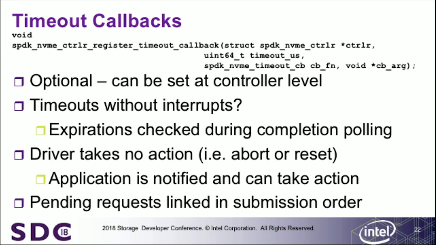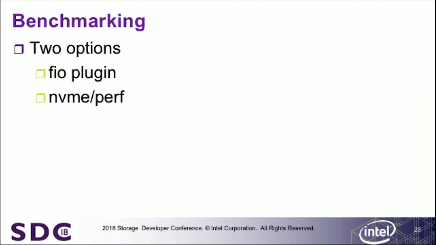And then as a request, since we don't specify per request timeouts, it's a fixed time per IO submitted on that queue. We just link them all in submission order, so it's really cheap to check. We just check the next one in the list, and if it's expired, then we'll notify and we'll check the next one. Once we find one that hasn't expired, we don't have to check anymore. So it's actually really efficient to do this.